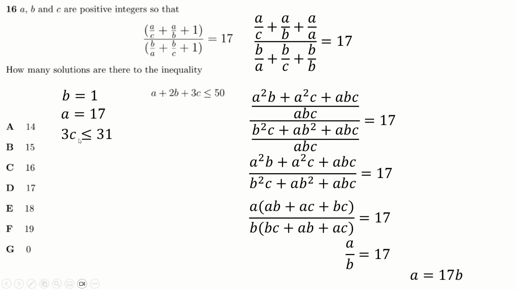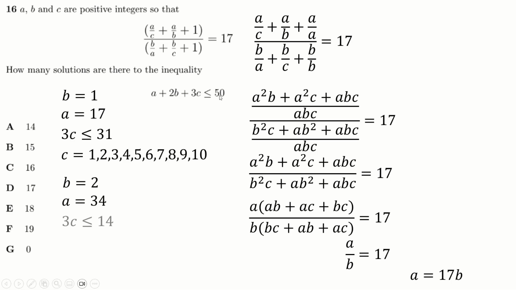And again, if C is a positive integer, that just gives you this list of C's to make that. And that's 10 things. That's 10 ways of doing it. But then, of course, we can just set b as 2, which gives us a as 34. 34 plus 2 lots of 2 is 38. Take it away from 15, get 12.